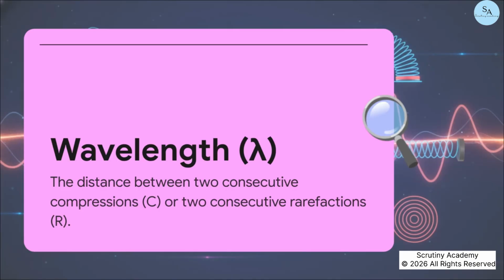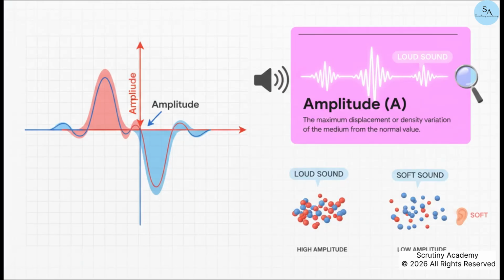First up, we have our first fingerprint, wavelength. We represent it with the Greek letter lambda. It's really simple. It's just the distance from one crest to the very next crest, or from one trough to the very next trough. Basically, it's the physical length of one complete wave cycle before the pattern starts all over again.